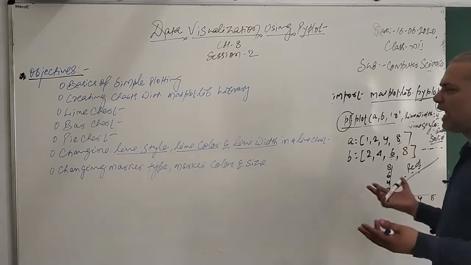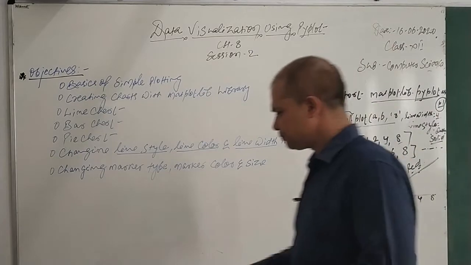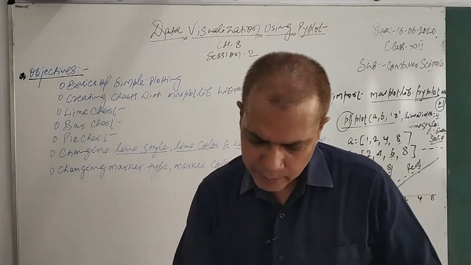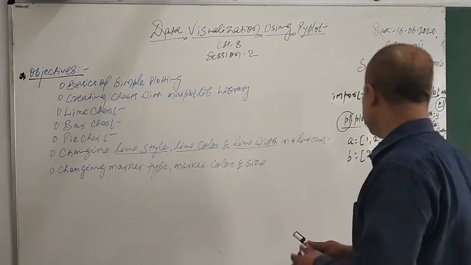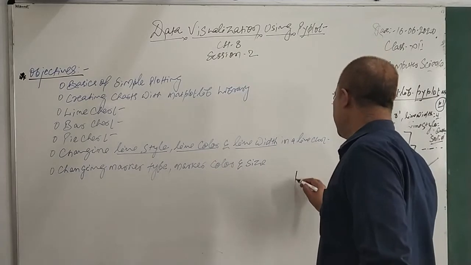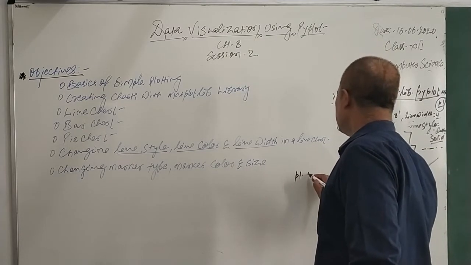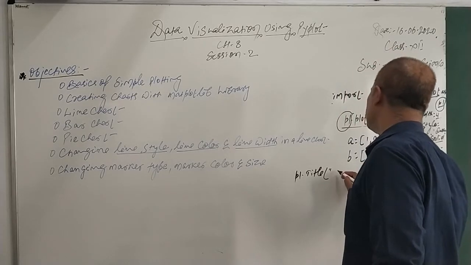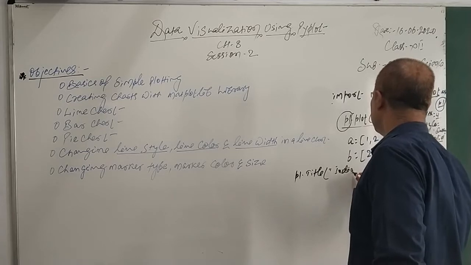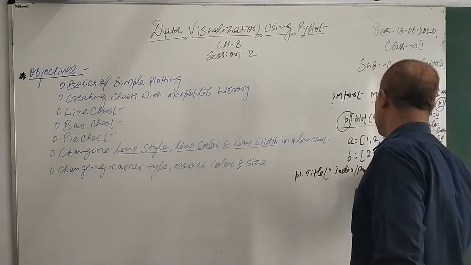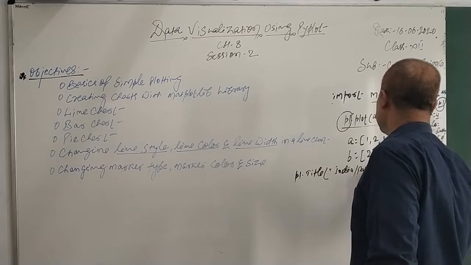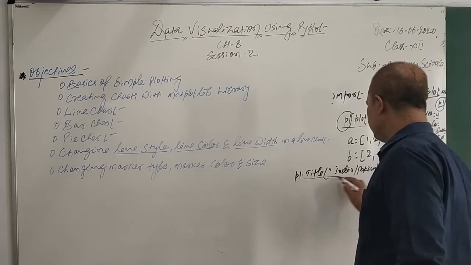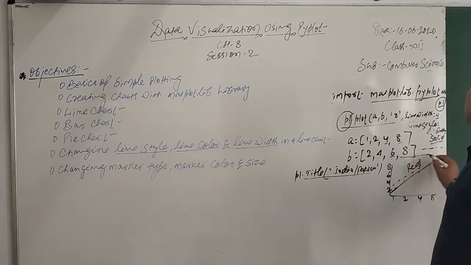Now a chart may have a title. So if you want to talk about the chart title, then simply use this PL method dot title, and inside the bracket you can put the title, for example, India versus Pakistan. If I am again drawing India versus Pakistan, the cricket match is going on and I want to give the title, so the title will be here India versus Pakistan.